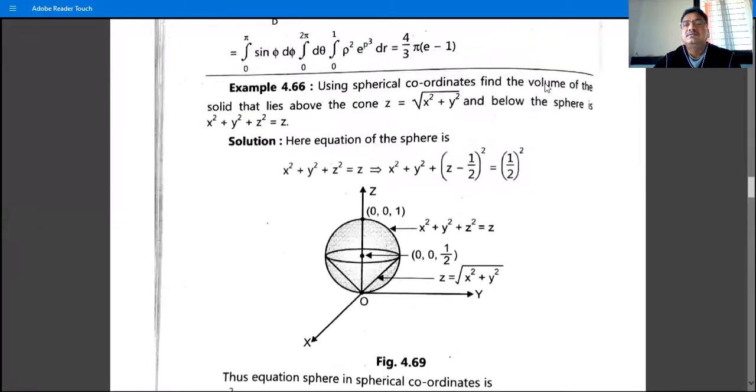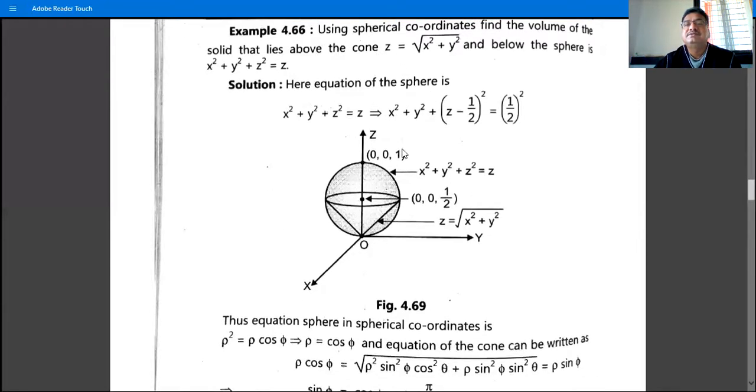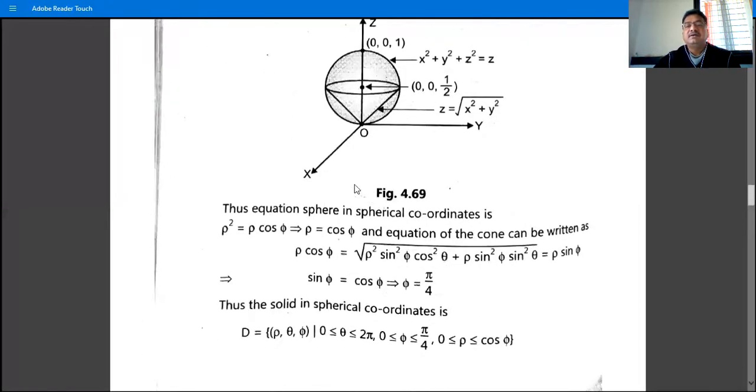And the volume of the solid lies above the cone z is equal to root x square plus y square. So this is the cone z is equal to root x square plus y square, below the sphere x square plus y square plus z square is equal to z. The volume of the solid that lies above the cone and below the sphere, above the cone, that is this. Okay, and use the spherical polar coordinates.